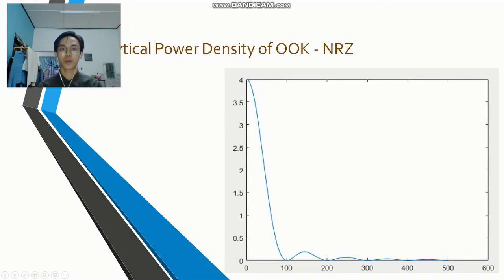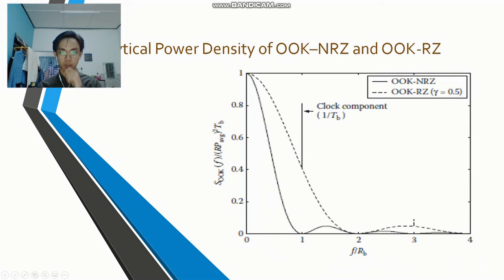This is the analytical power density of on-off keying non-return to zero, and this is the analytical power density of on-off keying non-return to zero versus on-off keying return to zero. As you can see, on-off keying non-return to zero is much more responsive than on-off keying return to zero, and this shows that it uses less power and is very stable.